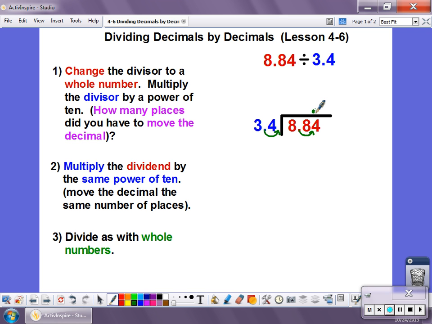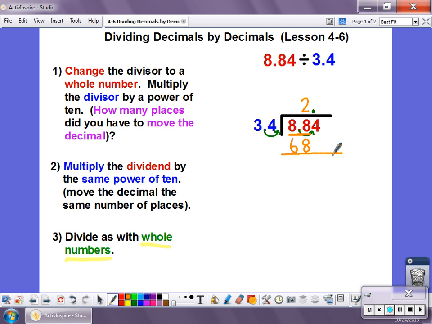Once you've done this, what we have now is a whole number on the outside, 34. We still have a decimal on the inside, but we can now just divide like we normally would with whole numbers. Okay? So my first step is to look at this and say, how many times can 8 be divided by 34? Well, 8 can't be divided by 34, so we're not going to put anything in the place value spot above my 8. But I'll look at this as an 88 now. 88 can be divided by 34 2 times. 2 times 34 gives me 68.